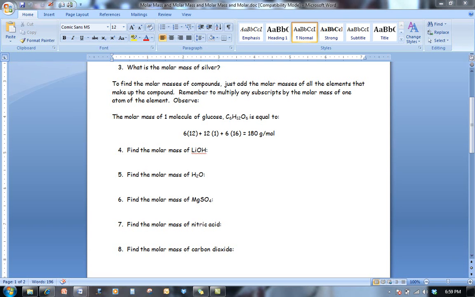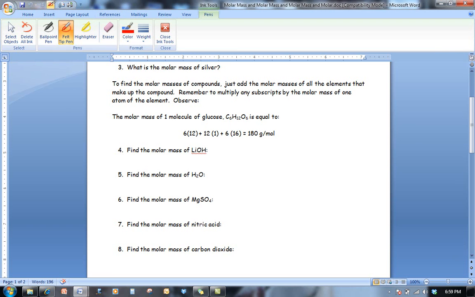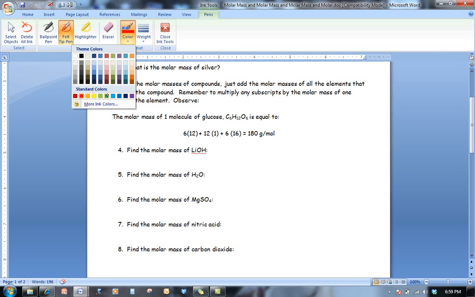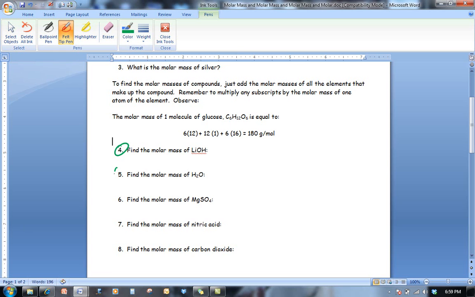Now I think that this worksheet does a really good job of walking you through step by step, but I just wanted to do problems 4, 5, and 6 with you so that you could see how they work out.